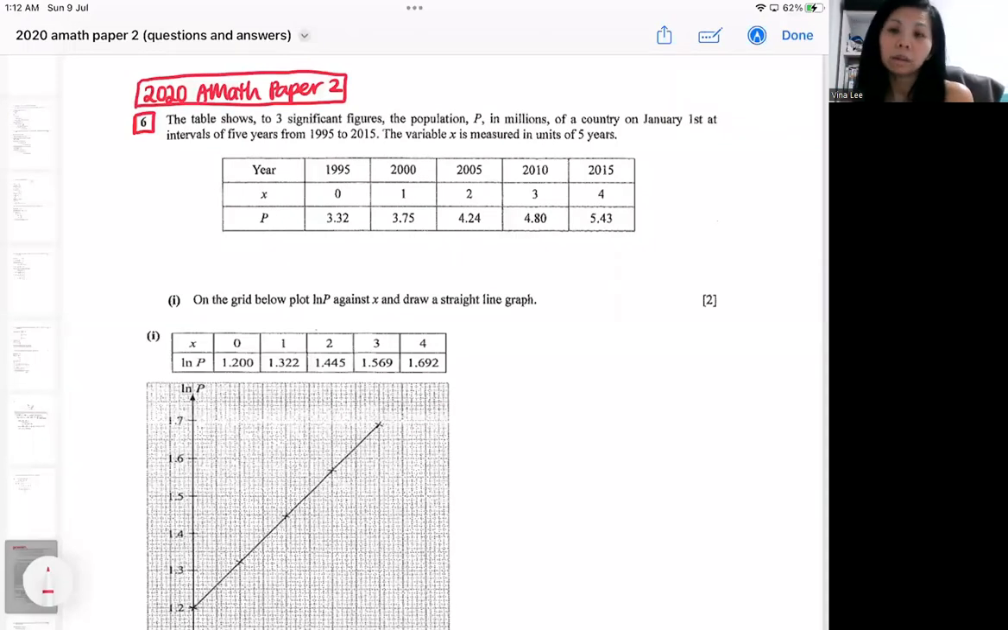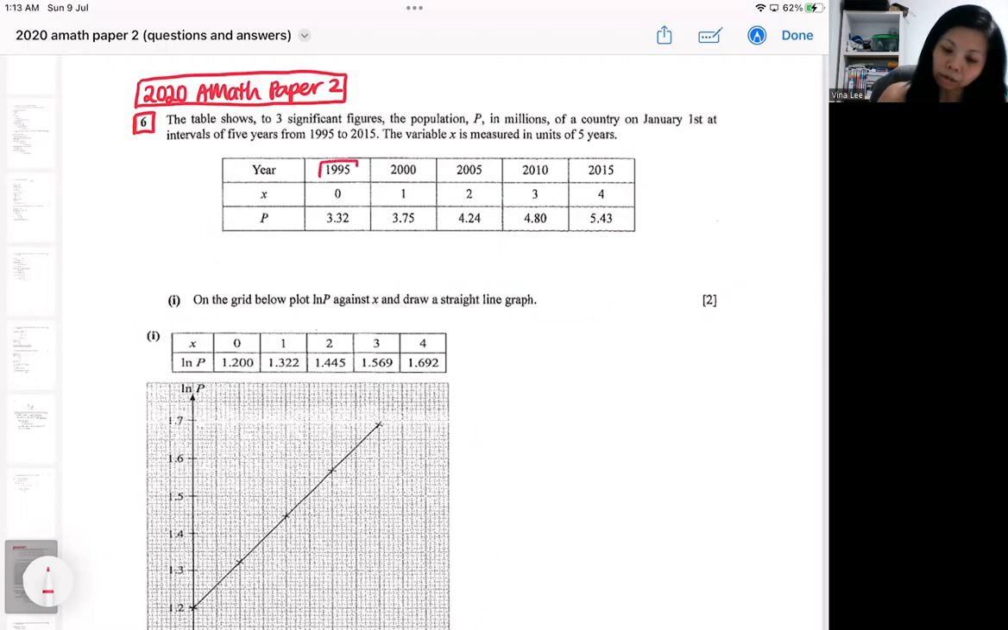So for this question, it is on linear law. Read the question first. This table shows some population in million, and it is measured on the 1st January for every 5 years. So you need to take note.